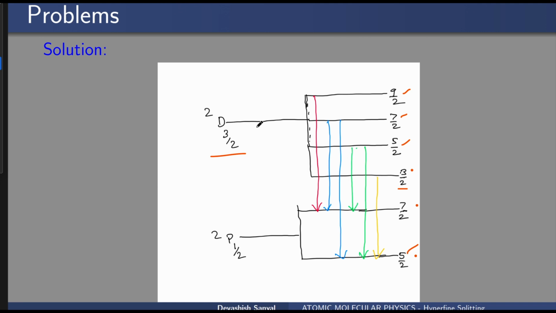So initially, if we work with a spectrometer with low resolving power, we will see only this kind of transition, one line.